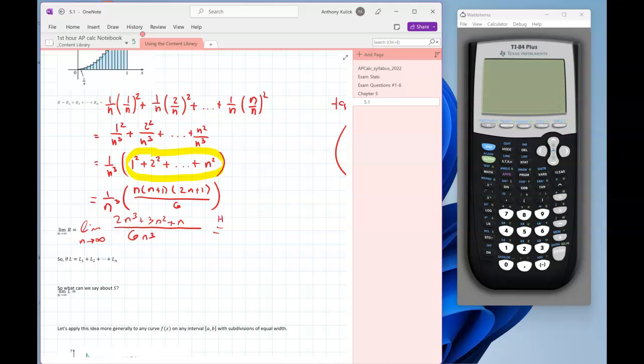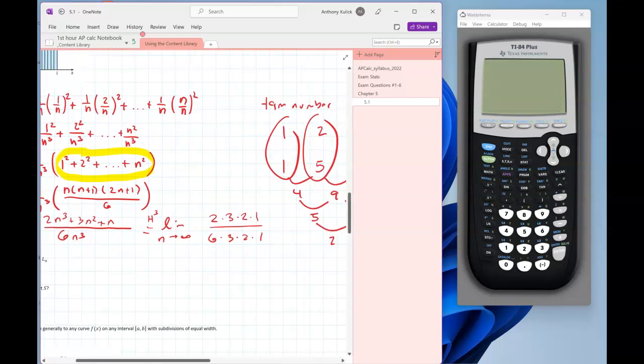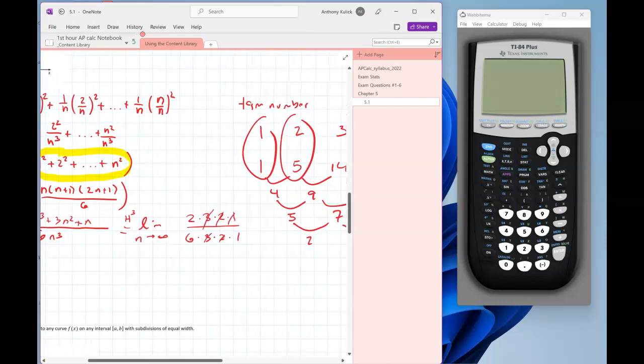How many L'Hopitals are we going to need to use? 3, right? That'll get rid of the variables in the numerator and denominator. So again, I'm just going to cut straight to the chase there. The numerator will become 2 times 3 times 2 times 1, and the denominator will be 6 times 3 times 2 times 1. All of that stuff can reduce down to 1/3.